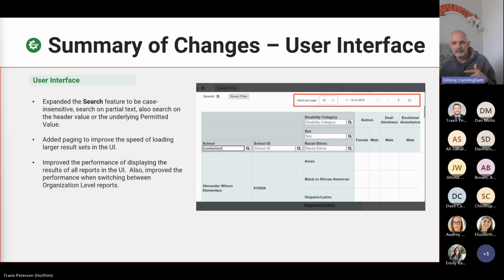And then we also made improvements on creating the submission file, because that was also a process that could take a fair amount of time when it's trying to build a very large file like the school level membership file. So we made some performance improvements there, which should make that process faster as well.